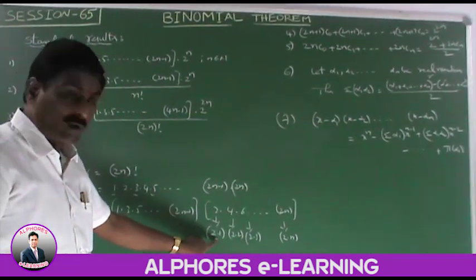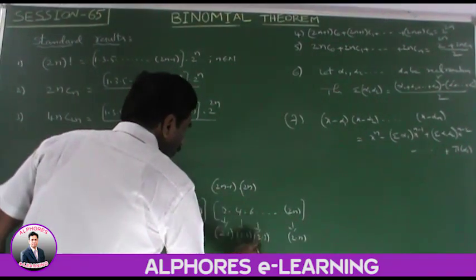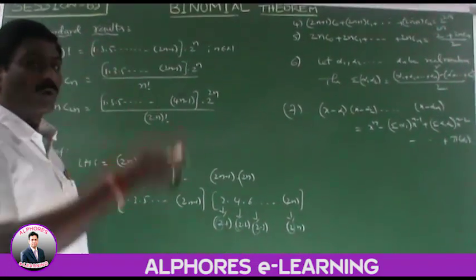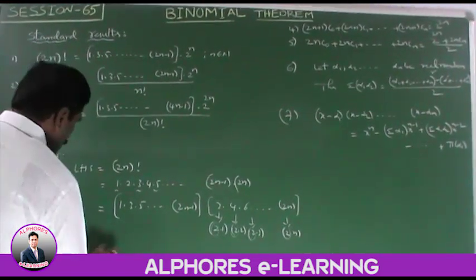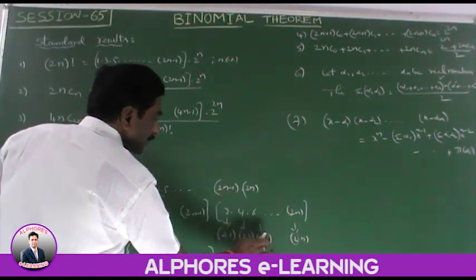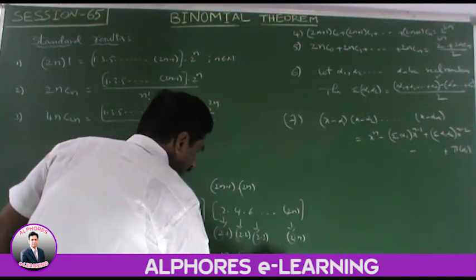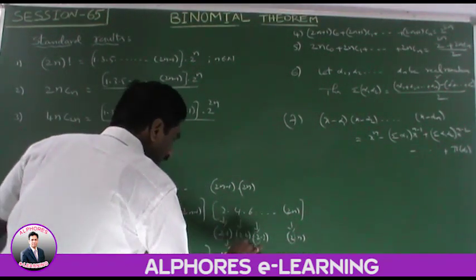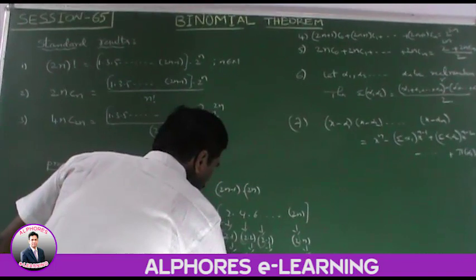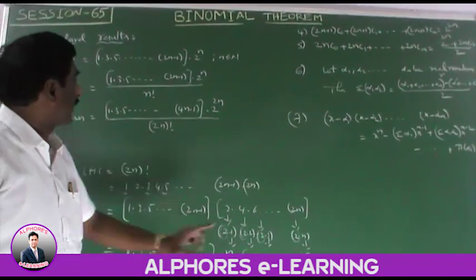Each value can be split into 2 into 1, 2 into 2, 2 into 3, 2 into n. Here 2 into 2 into 2 into 2, how many times will it appear? n times. 2 into 2 into so on n times means that value is 2 power n. So 1 into 3 into 5 into so on (2n minus 1) into 2 power n into, what are the remaining values? 1 into 2 into 3 into so on n. It is 1, 2, 3, up to n, which is n factorial. So 1 into 3 into 5 into (2n minus 1) into 2 power n into n factorial.